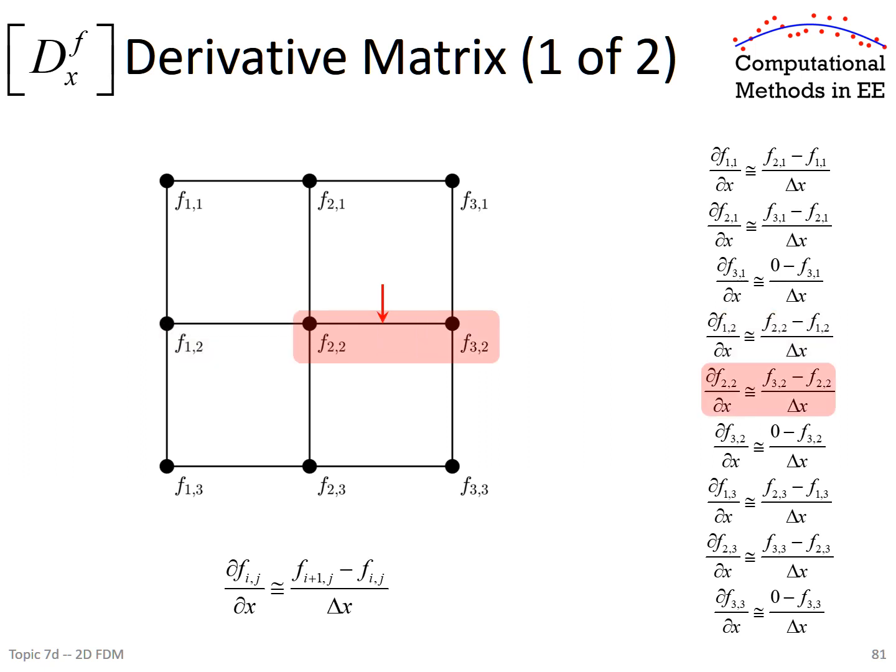Our equation at F22 is F32 minus F22, calculating the derivative at the midpoint. No boundary condition problem. For the last cell, we have a boundary condition problem because we would like to access an F41, but that doesn't exist. We'll set it to 0, so we have a 0 minus F32 divided by the delta x.